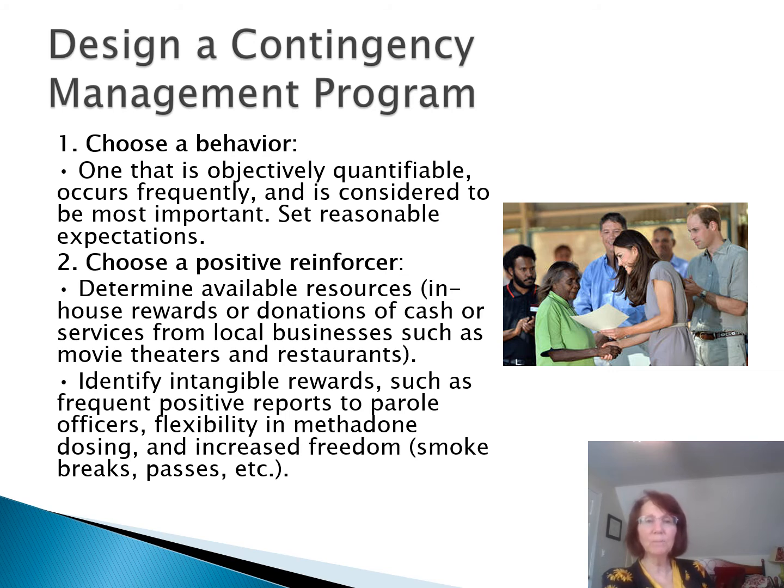So then we have to choose a positive reinforcer. So what can we do instead? What can they do to achieve sobriety? Maybe giving them a goal in the residence instead of going home for the weekend. Maybe that's what this person needs. And identify intangible rewards, such as frequent positive reports to parole officers, flexibility in methadone dosing, or increasing freedom, smoke break passes, etc.